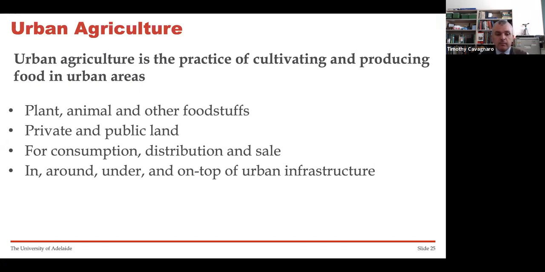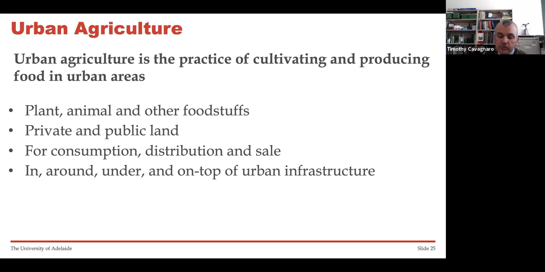The purpose is that they might be for consumption, so the gardener might produce food for their own purposes, but they might also be for distribution and sale. And so we found a number of commercial enterprises on effectively residential blocks that were producing food and selling it at, for example, farmers markets.